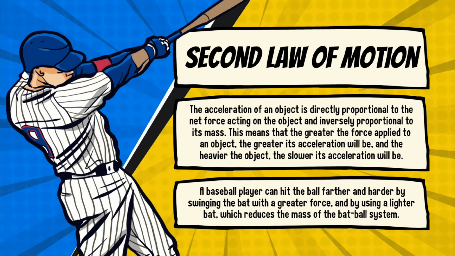Second law of motion. The acceleration of an object is directly proportional to the net force acting on the object and inversely proportional to its mass. This means that the greater the force applied to an object, the greater its acceleration will be, and the heavier the object, the slower its acceleration will be. A baseball player can hit the ball further and harder by swinging the bat with a greater force and by using a lighter bat, which reduces the mass of the bat-ball system.